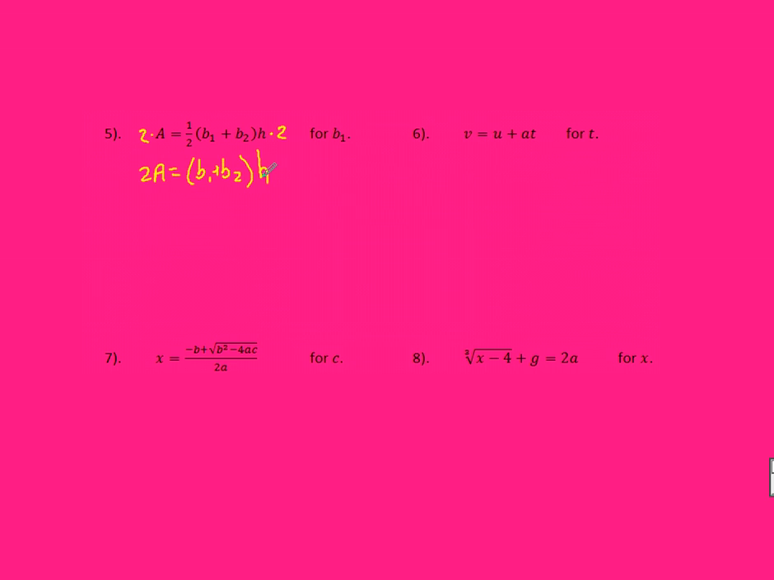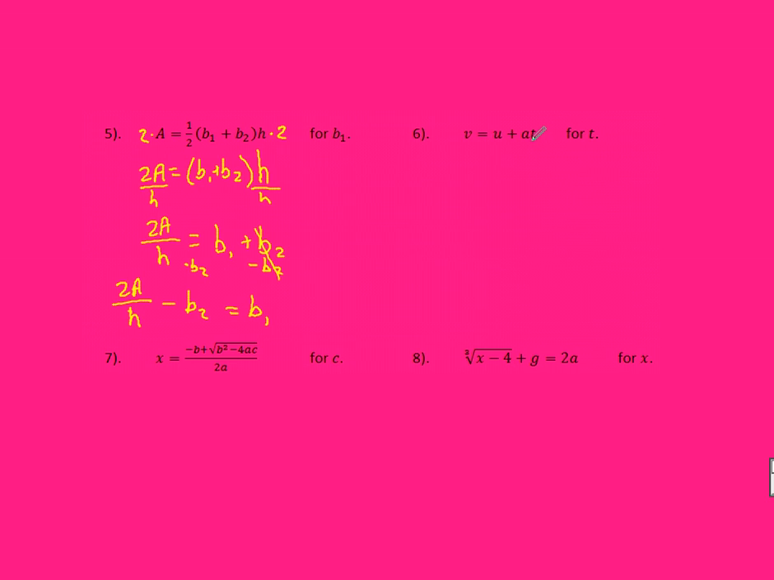To get rid of this times H, I need to do the opposite, which is divide both sides by H. So 2A over H is equal to B1 plus B2. That's the only thing that's left. I can drop parentheses. Now I can get rid of this B2. It's attached with addition, so I need to do subtraction from both sides. When I do that, I'm left with just B1 on the right, 2A over H minus B2. I can't combine that in any way. I don't have any like terms, so I am done.